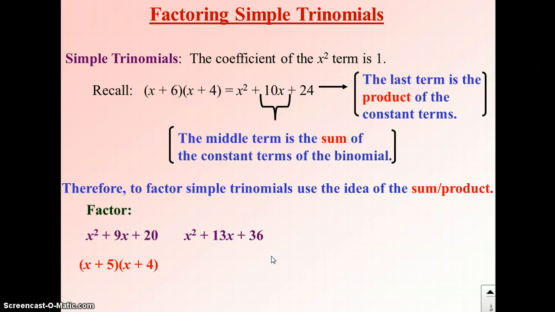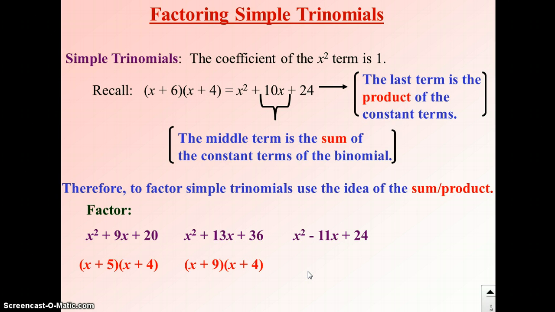Let's try another one. Again, what two numbers have a sum of 13 and a product of 36? Because it's a simple trinomial, we can use sum and product. Those two numbers are positive 9 and positive 4. So remembering that we have to multiply two binomials to get that trinomial, we're going to have x plus 9 times x plus 4 as the factors of x squared plus 13x plus 36.